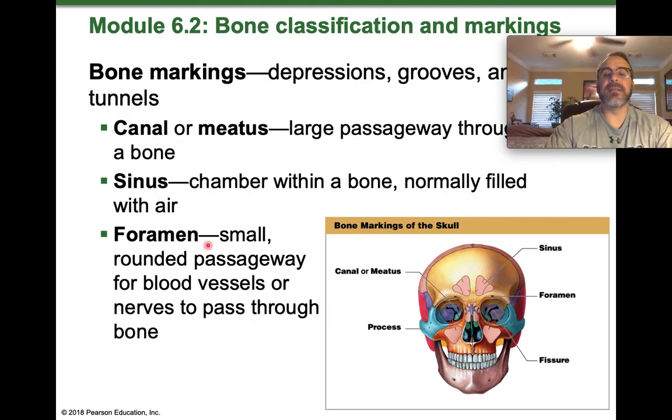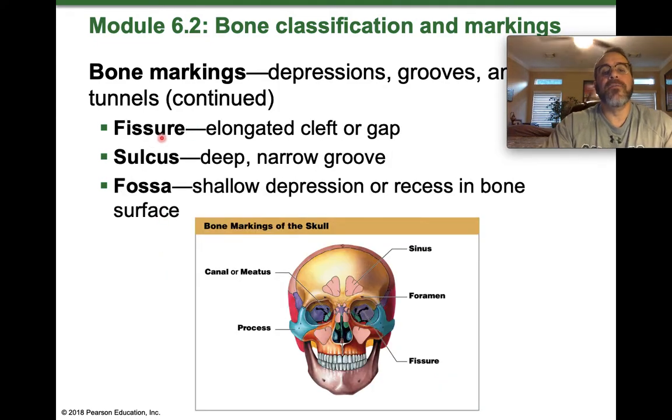A foramen is going to be a small, rounded passageway in which blood vessels and nerves pass through the bone, and there's a lot of them we're going to learn in the skull. Okay. Moving on, we've got a fissure, and a fissure is an elongated cleft or gap. So back here in the back of the eye socket, we have something called a fissure. A sulcus is going to be a deep, narrow groove.